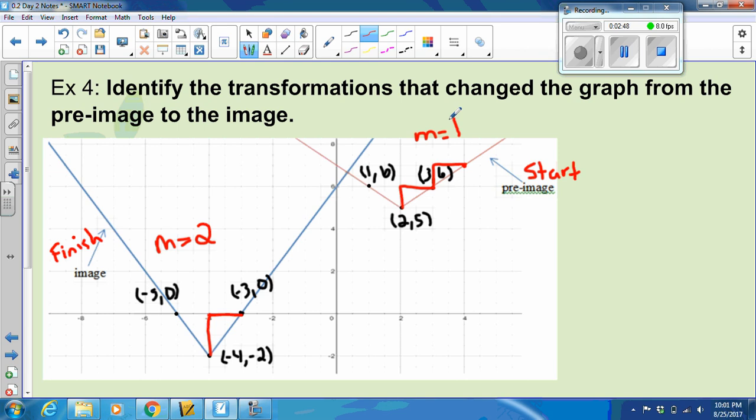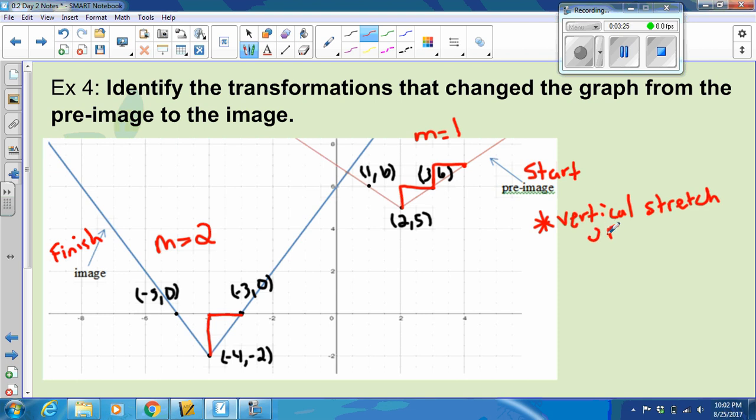Because the slopes are not the same, there is either a vertical shrink or stretch. So now we have to determine, 1 times what gives us 2? Well, 1 times 2 gives us 2. Because we are multiplying our preimage slope by 2, we call that a vertical stretch. If you don't remember which one's which, a vertical stretch or shrink, look at your notes from the other day when we talked about transformations. So vertical stretch, and then we say of 2.